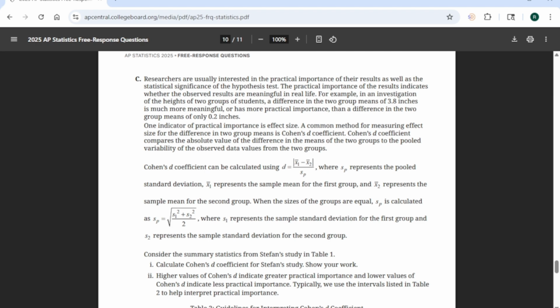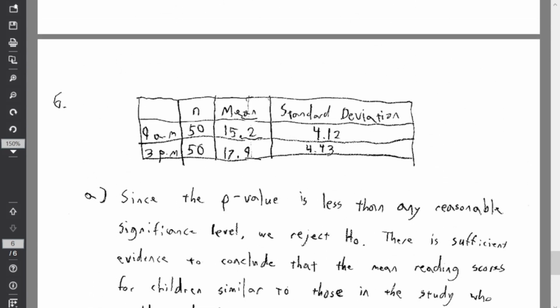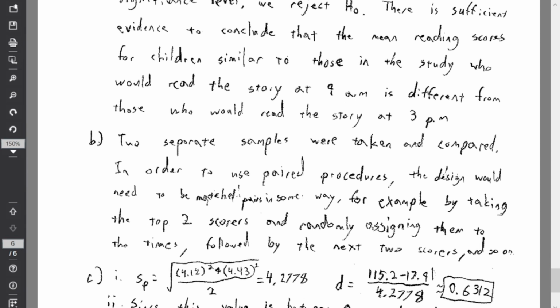So what I did was I calculated S sub p separately. And again, we're using the values from the table up here. So for S sub p, we take our standard deviations, square them, add them together, divide by 2, and then put them under square root. And then that's going to go in the denominator of D. So absolute value of the difference of the means divided by that S sub p gives us 0.6312.